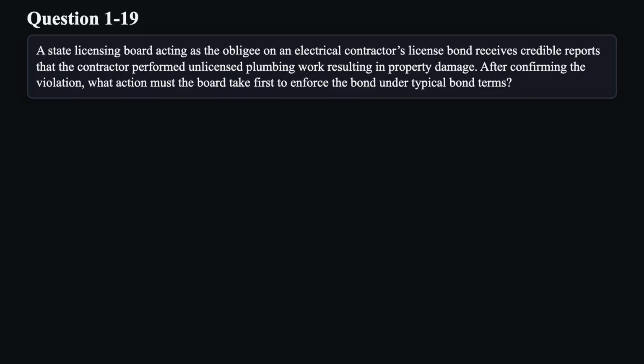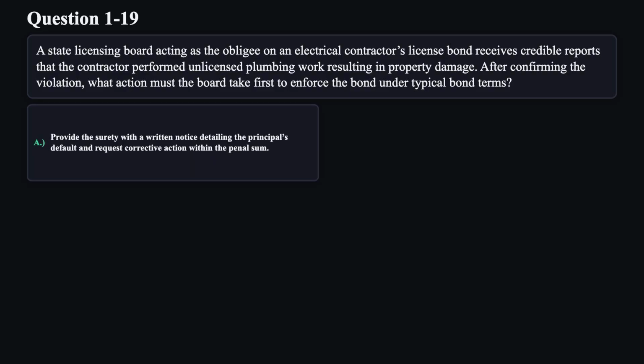Question 19. A state licensing board acting as the obligee on an electrical contractor's license bond receives credible reports that the contractor performed unlicensed plumbing work resulting in property damage. After confirming the violation, what action must the board take first to enforce the bond under typical bond terms?